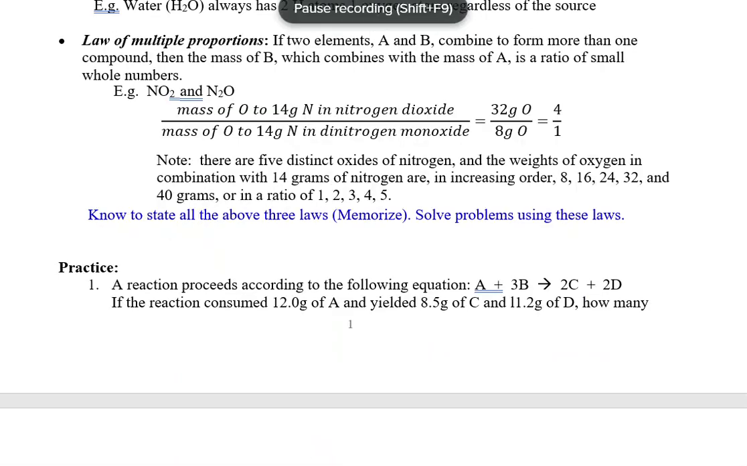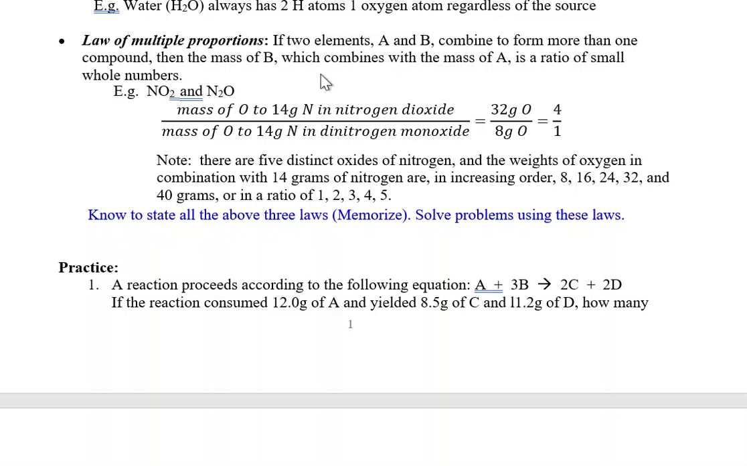So the law of multiple proportions says that if we have 2 elements, let's say A and B, and they combine to form more than one compound, and we're going to look at an example of nitrogen dioxide and dinitrogen oxide, okay? Those are 2 elements. They combine to form more than one compound. That the mass of B, which combines with the mass of A, is a ratio of small whole numbers. So we're going to be talking about how much mass of B and how much of A, and we're going to compare them.